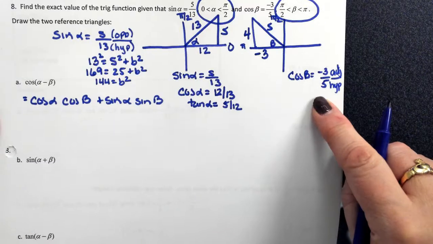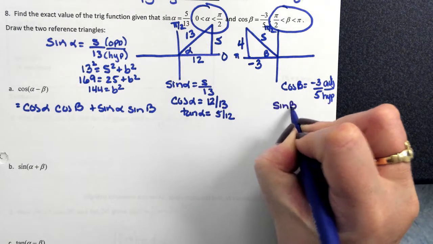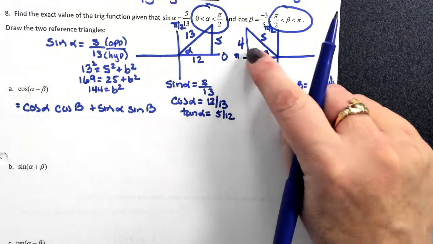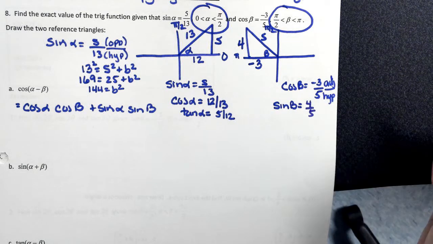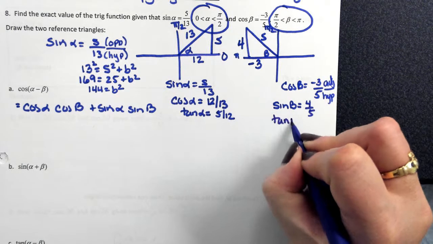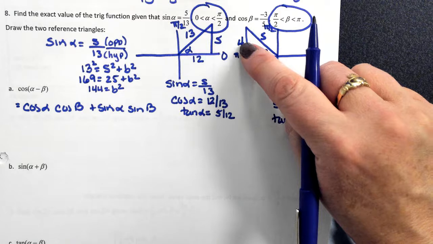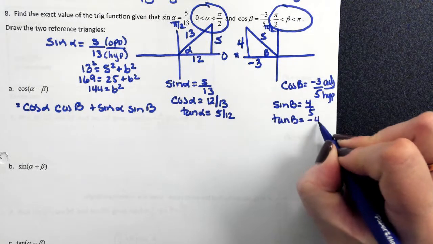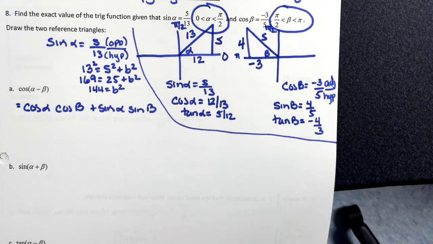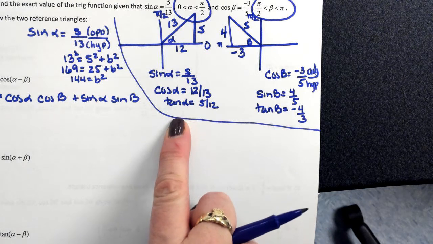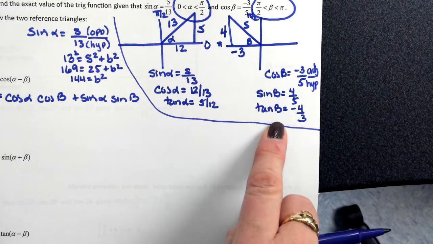Looking at your second triangle, cosine of beta is negative 3/5. Sine of beta, going back to your SOHCAHTOA, is the opposite over hypotenuse. So that's going to be 4/5. Tangent of beta, remember your SOHCAHTOA, tangent is the opposite over adjacent, which is negative 4/3. So all I've done at this point, guys, is from the 2 triangles that I drew, I've set up my sine, cosine, and tangent ratios using my SOHCAHTOA. Any questions on where I got these ratios from?